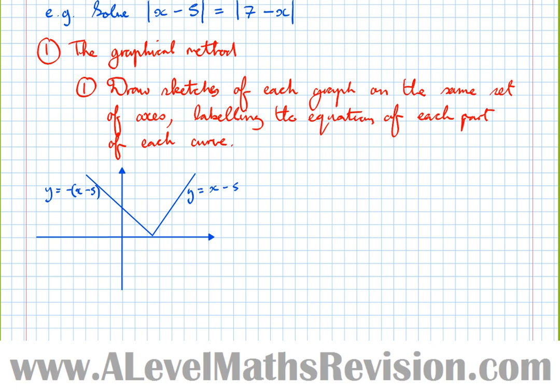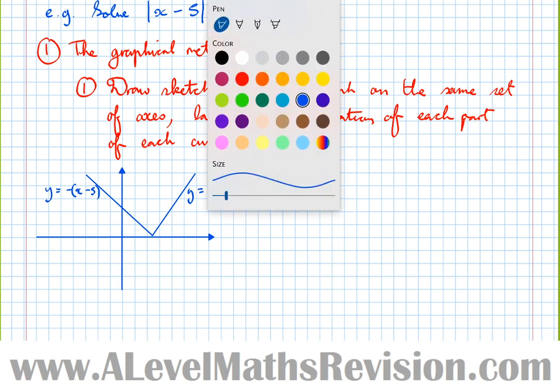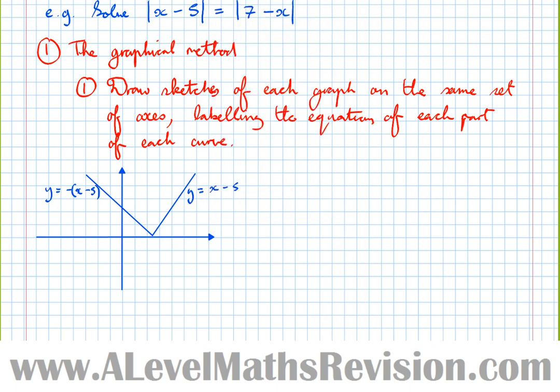Okay, 7 minus x. Now I'll do it in a different colour for the purpose of this. I'll do it in green. Seven minus x. So 7 has a higher intercept. See it there. And it's a negative gradient, a gradient of negative 1. So it's going to look like this. 7 minus x, but never goes below the axis. It's going to be like that there.